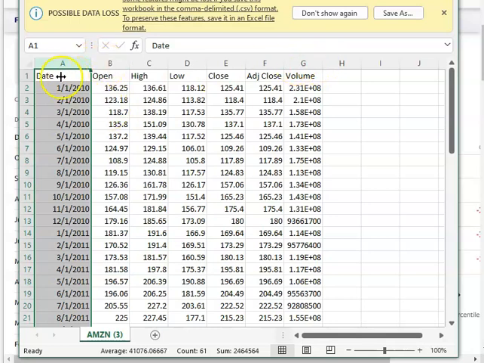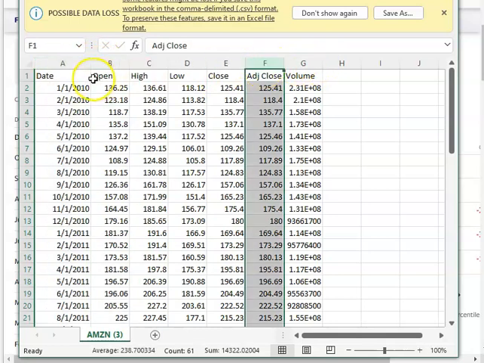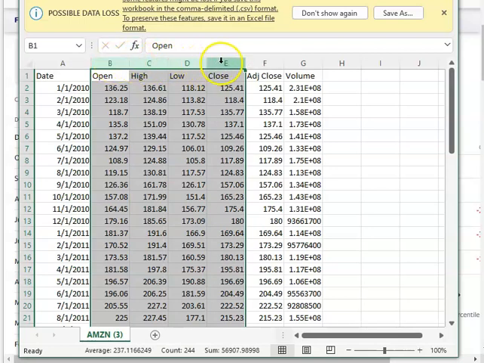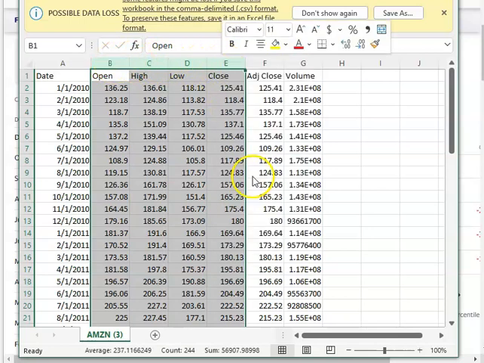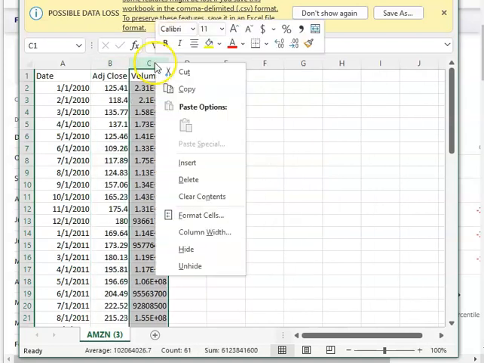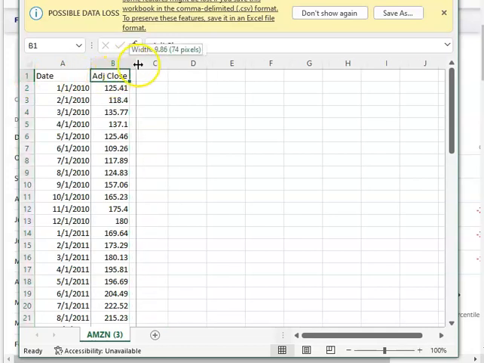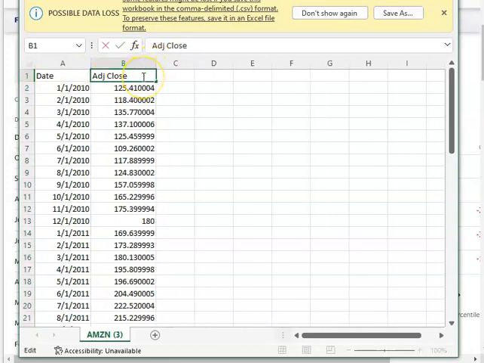So here we just need the date and adjusted close. These two only. I'm going to remove this from the top, right click, delete, and from the top, right click, delete. Let's change the name of adjusted close to adjusted close of Amazon.